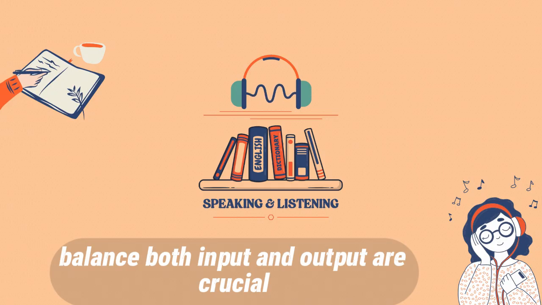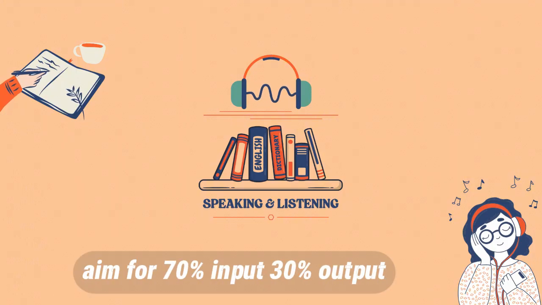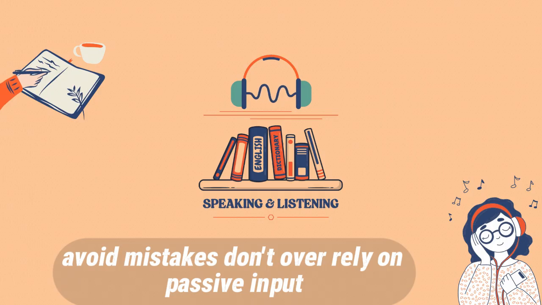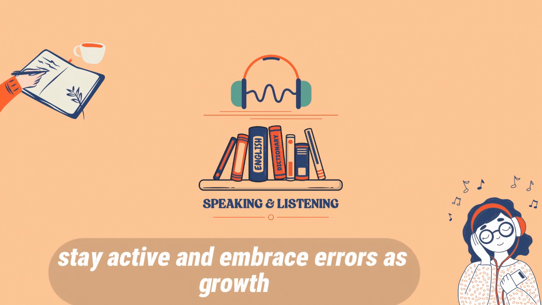Balance, both input and output are crucial. Too much of one without the other limits progress. Aim for 70% input, 30% output. Avoid mistakes. Don't over-rely on passive input. Focus only on one skill or fear mistakes. Stay active and embrace errors as growth.